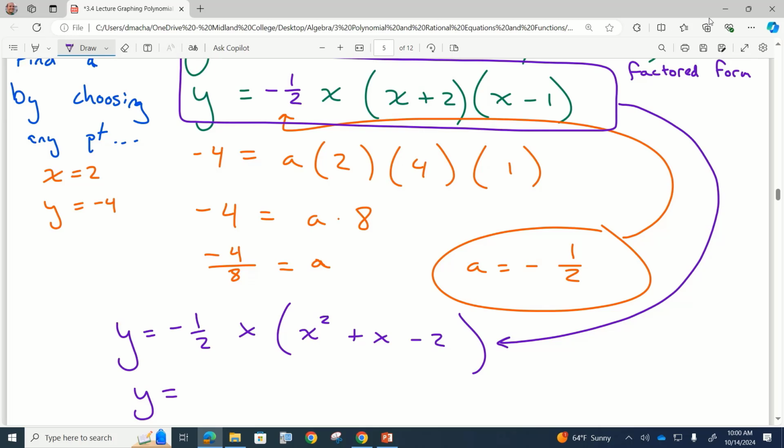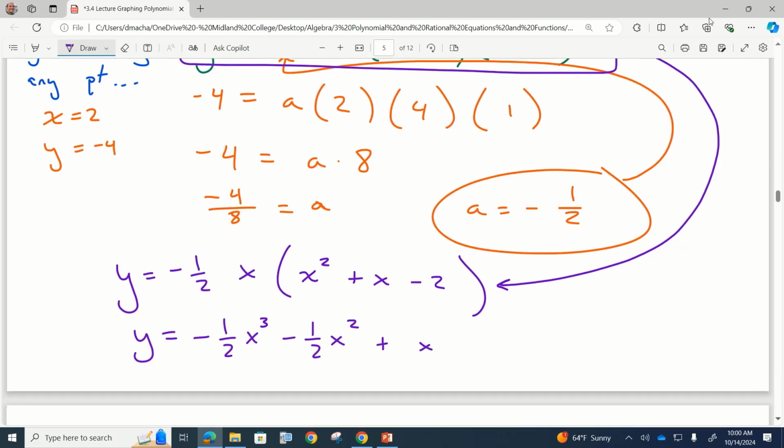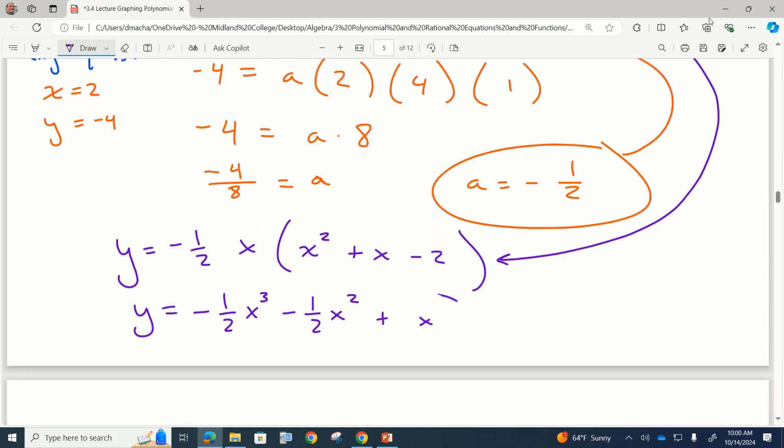And then I have to distribute -1/2 x. Now I get -1/2 x cubed minus 1/2 x squared plus x. Because the 2 and the half cancel, two negatives make a positive, and then this would be my answer.